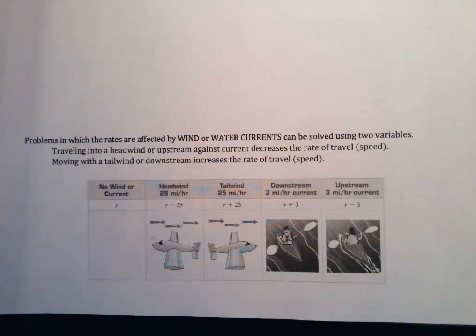All right, so when we travel into a headwind or upstream, it's going against the current, so it decreases your rate of travel. So headwind and upstream decrease. Awesome. So if we look at these, when we have a headwind, we have the rate minus 25. We always have the rate minus whatever our wind is. In this case, it's 25 miles per hour. And in the upstream, it's the same. It's the rate minus, because they're always decreasing, so they're always subtraction.